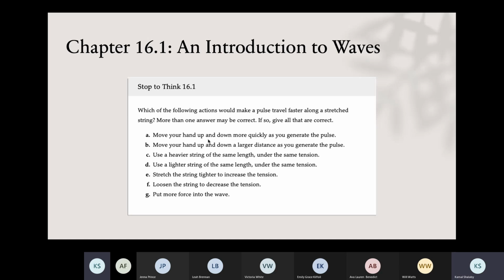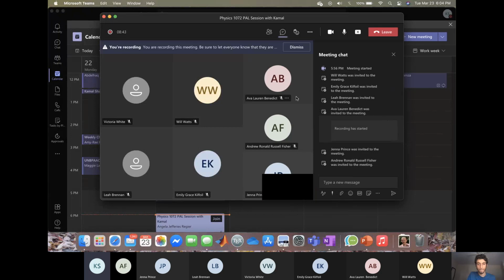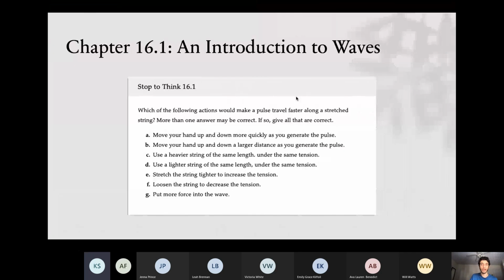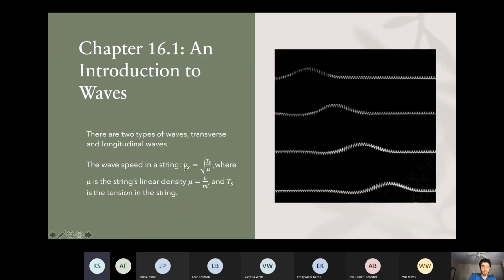So the only one is Victoria. Actually, no, because moving your hands up and down more quickly just simply increases the frequency. So if I open my camera, moving your hand up and down more quickly as you generate the pulse only increases the frequency. For these speeds, it does not have anything to do with the frequency. It's just the tension and the linear density.